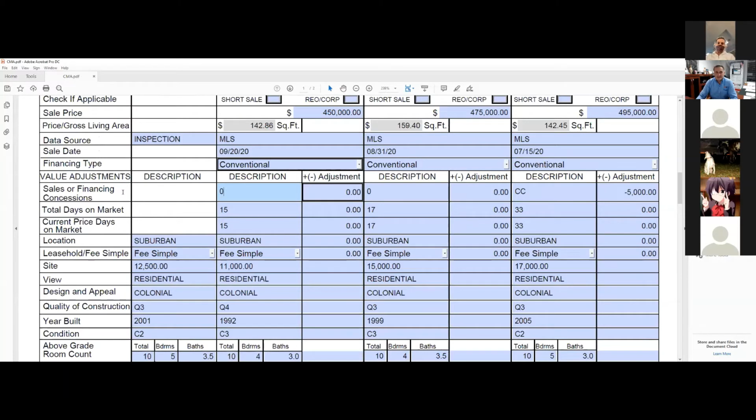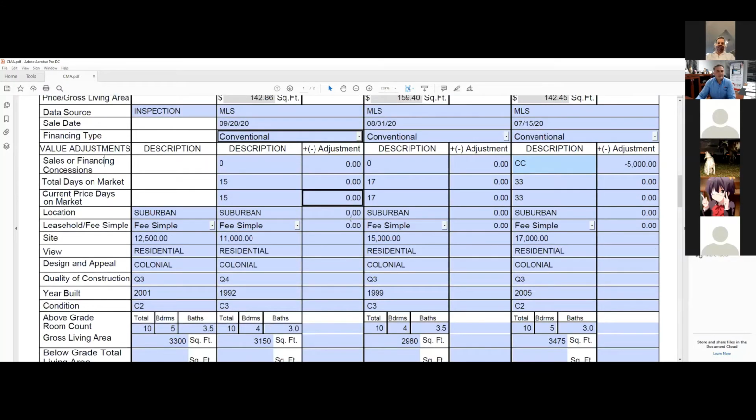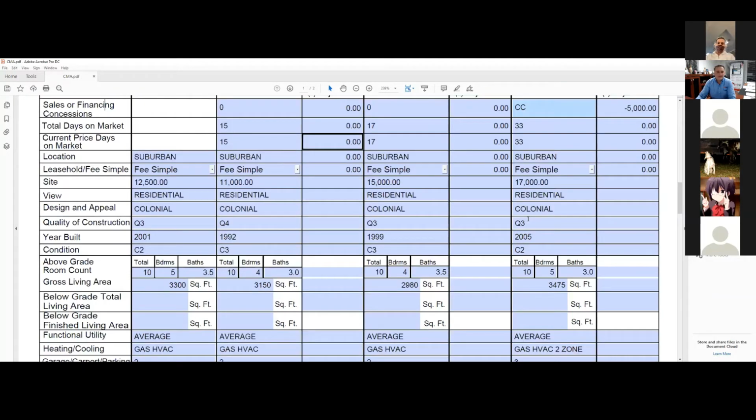Now, as you can see in here, we have one section that most appraisers don't use, but we can use it to our advantage. As you know, when we're listing properties, we want to be very accurate on pricing, and this section gives us the opportunity to maybe lower the listing price a little bit. So here are days on the market, the location, suburban, rural, or whatever that is, fee simple, which everybody knows, and site.